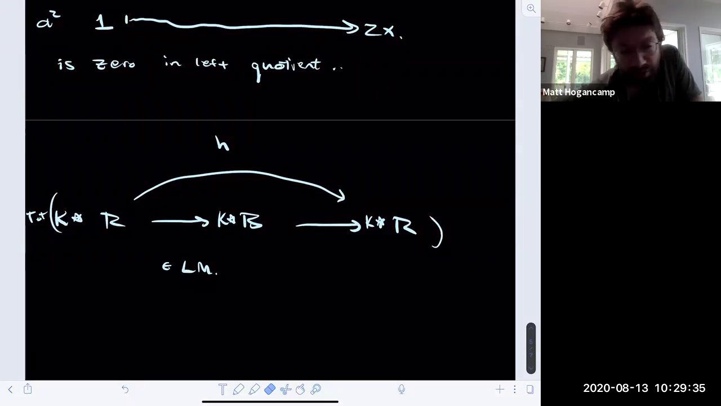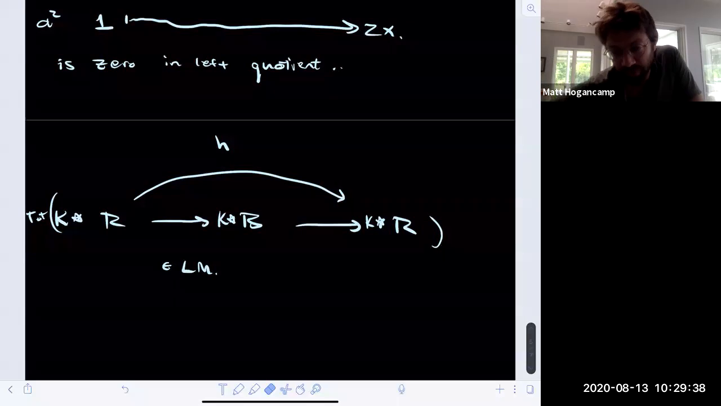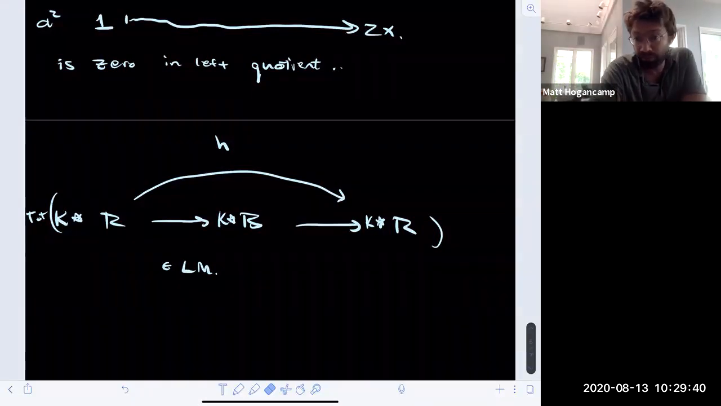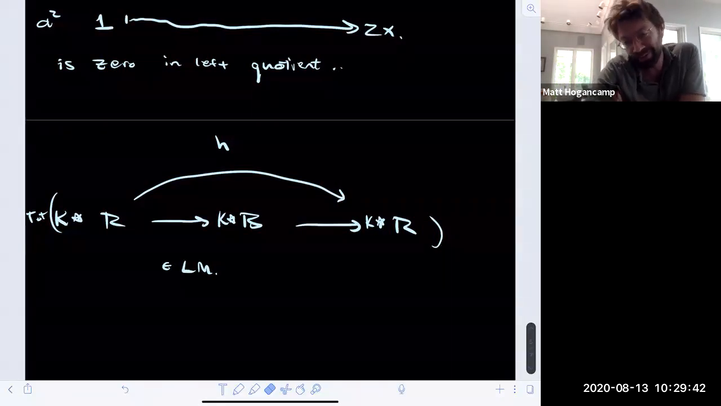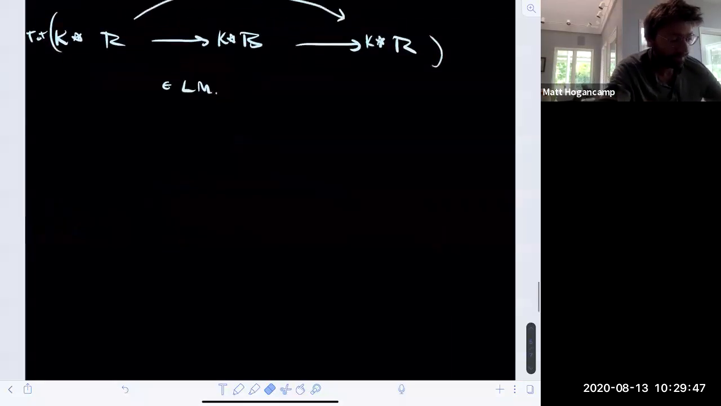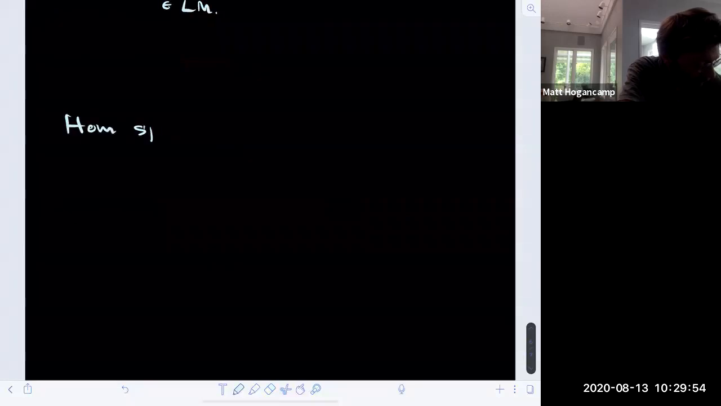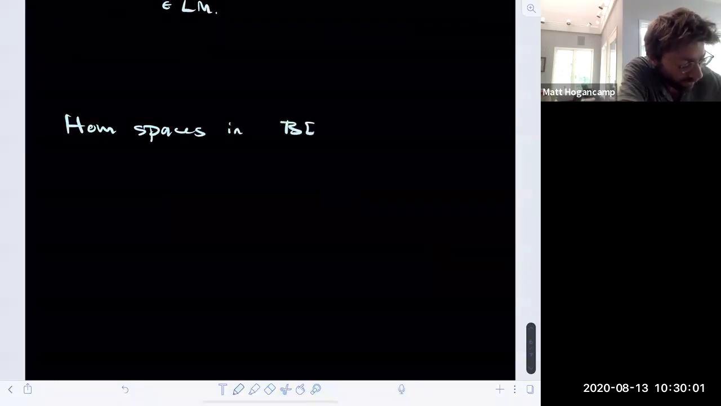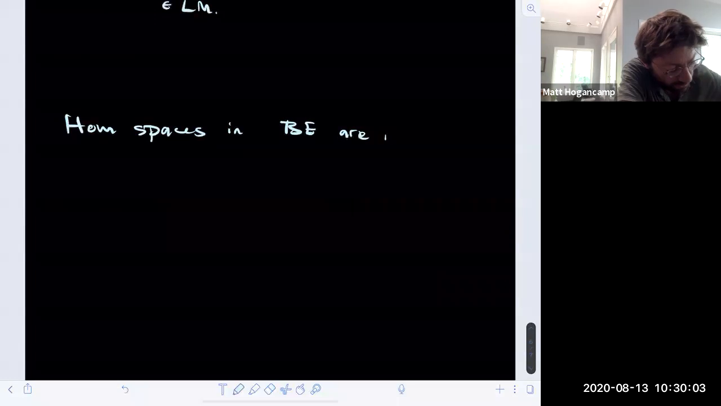So I don't know if I'm going to answer your question, Lev, but there's something that I wanted to say before the break that I didn't quite get to, which is Hom spaces in BE. And I think it's important to ask questions like this. Hom spaces in BE are modules over, well, you have a left action of R and a right action of R.